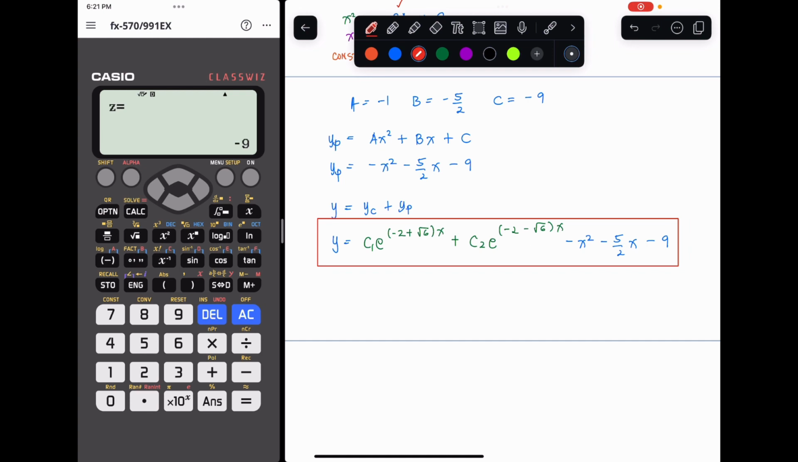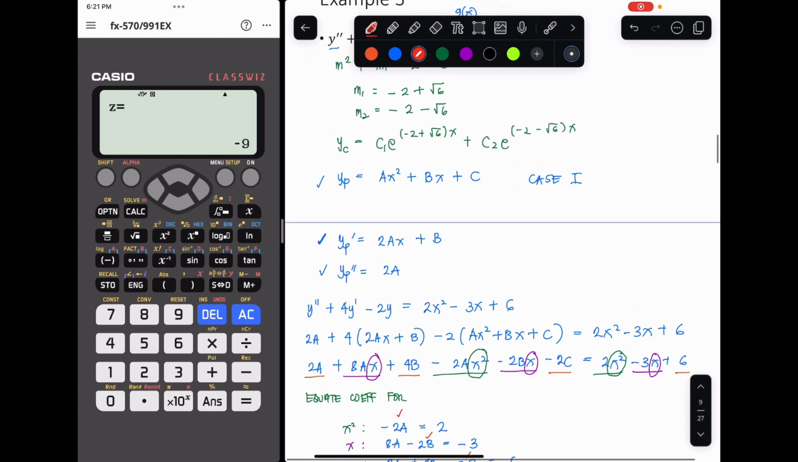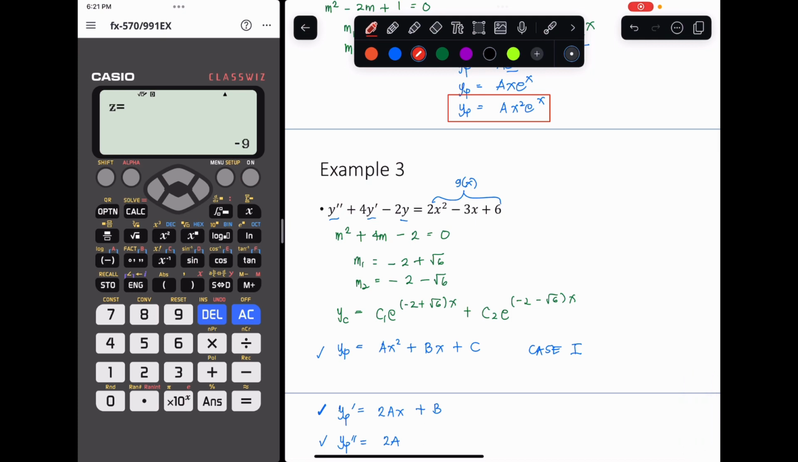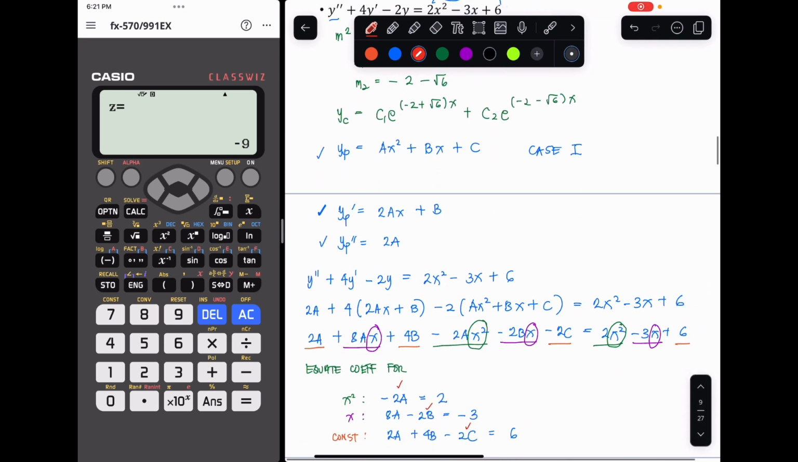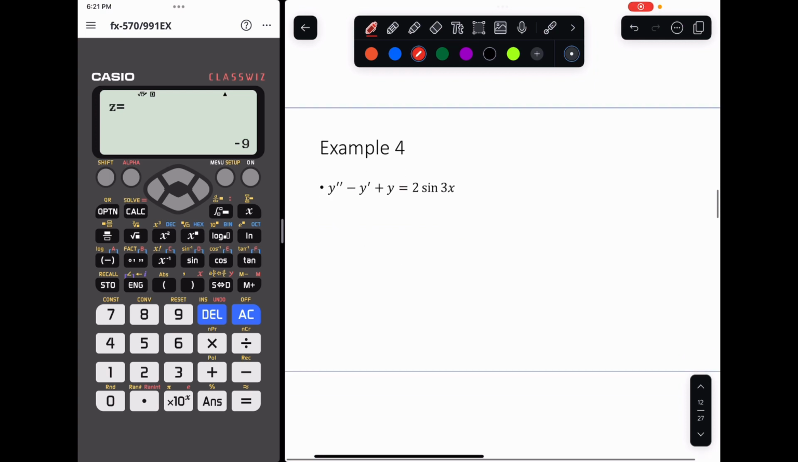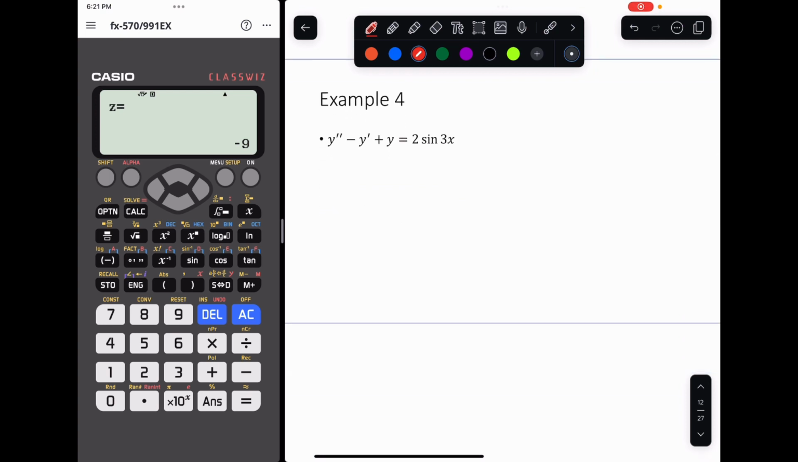And that's how we solve an equation using undetermined coefficients. So we'll have another example. Example number 3: we have g of x, which was algebraic. So how about if it is sine? Okay, so we go back to the equation.